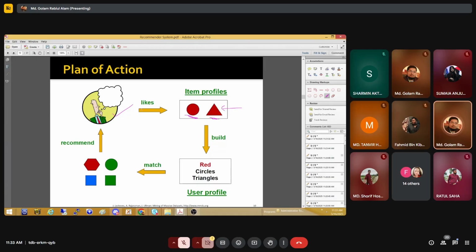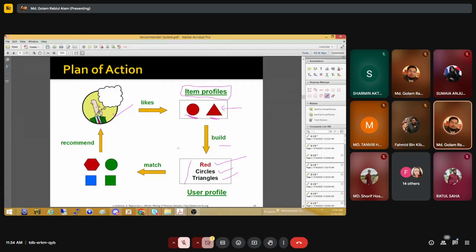Then what we have to do is find out the item profile, or the item features. So build the item profile. That means you have to find the feature vector for each and every item. Let's say the customer likes the red color, and we can see these two, one is a circle and another is a triangle. So these are the item profiles, that is, the features of those items.